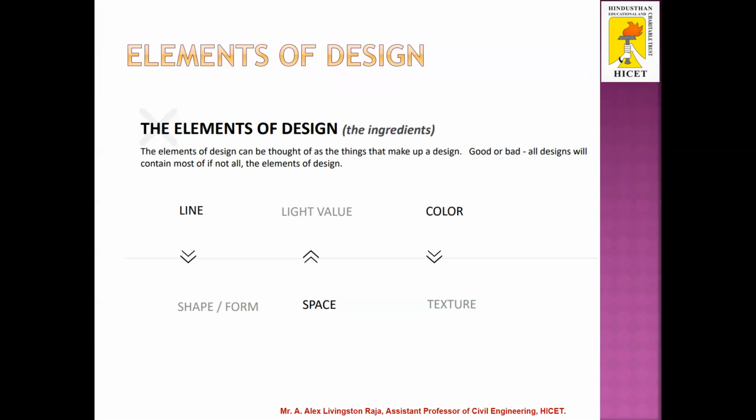The elements of design can be thought of as the things that make up a design. So these elements are the ingredients or building blocks that come together to create or produce a visual statement. Some of the elements of design that we are going to discuss today include line, shape, form, light, value, space, color and texture.